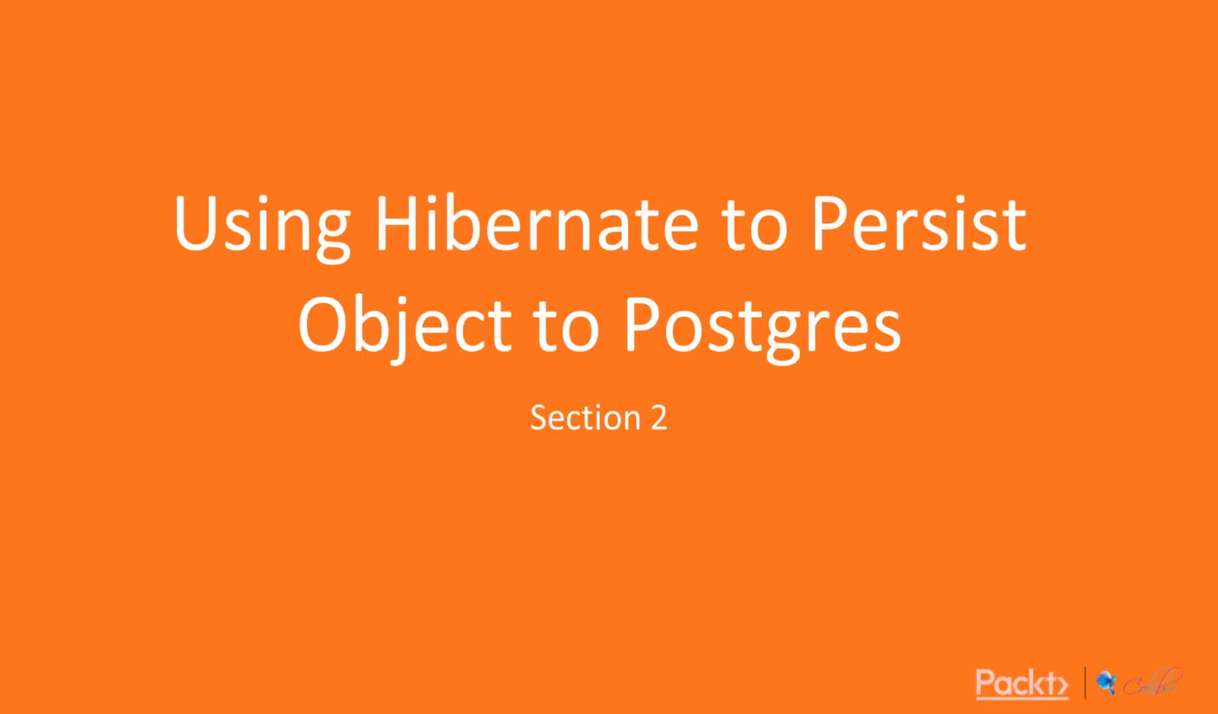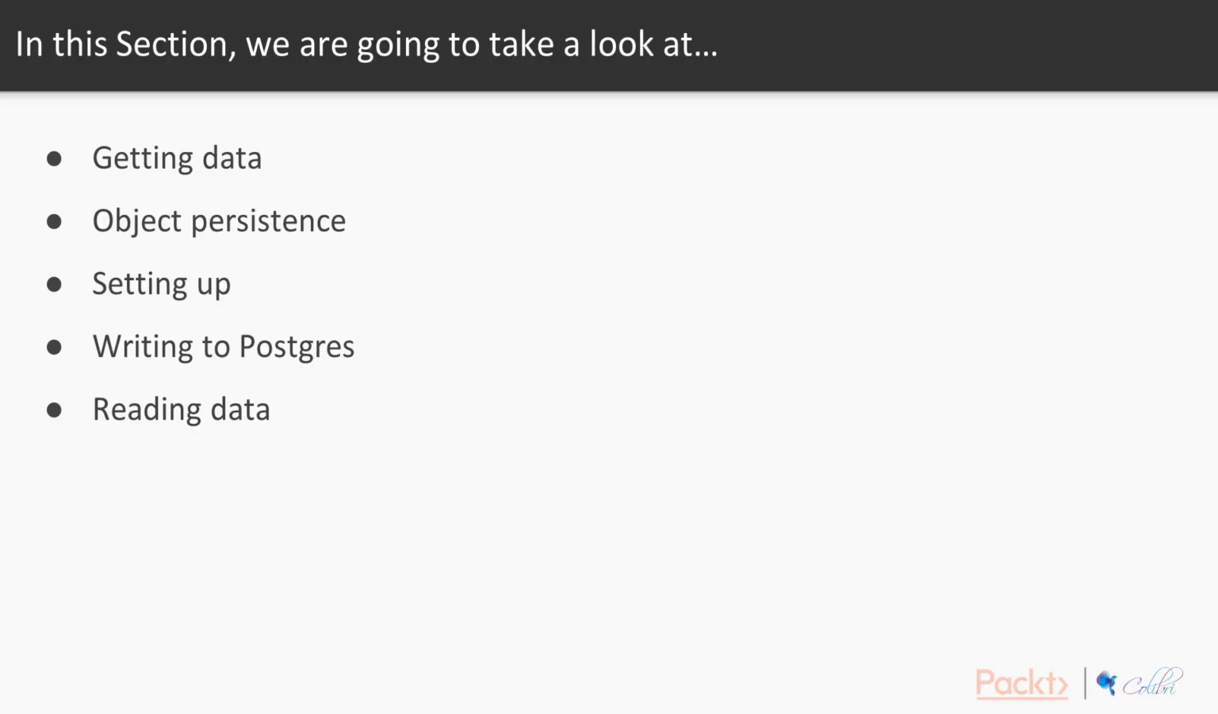Welcome back and welcome to section two, using Hibernate to persist objects to a Postgres database. So let's take a look at what we're going to learn in this section. Firstly, we need to get some data.